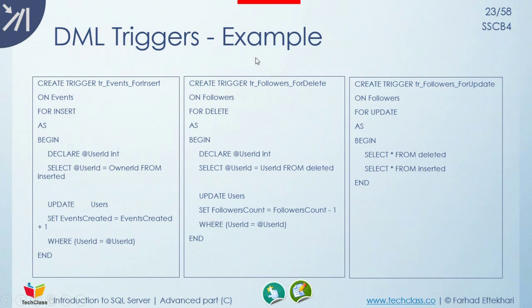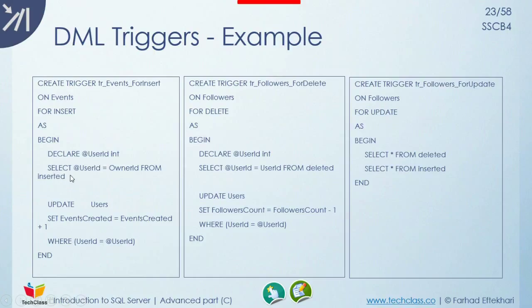Here are also some examples for DML triggers. We have the create trigger keyword here, your trigger name, which you can see I start with tr underscore, and then the table name, and then what kind of trigger it is, on what table. This is your table name that you have to mention, and then for insert or for update or for delete, as begin. And then we have this declare variable here as an int, as a data type. Well, this part is really important.